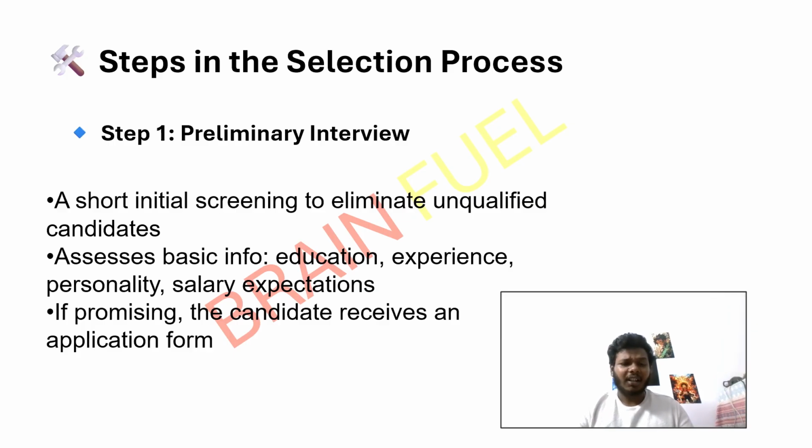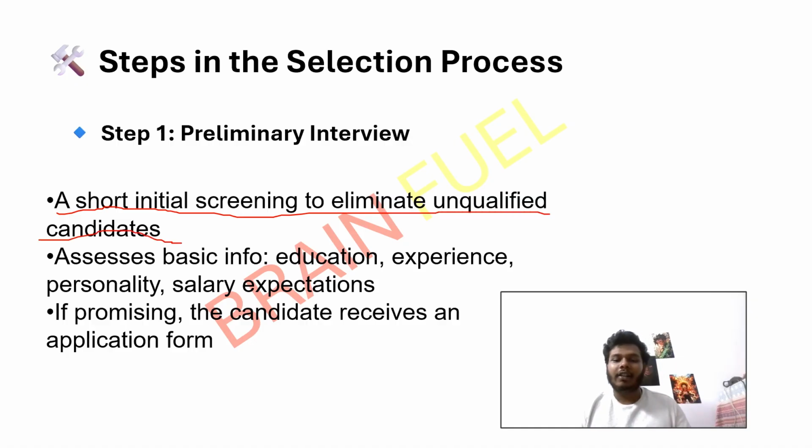So there are a number of steps in the selection process. So here we start the steps in the selection process. Step 1, preliminary interview, basically the first round of interview, a short initial screening to eliminate unqualified candidates. It assesses basic info, education, experience, personality, and salary expectations. If promising, the candidate receives an application form. So here, an initial screening to eliminate unqualified candidates.